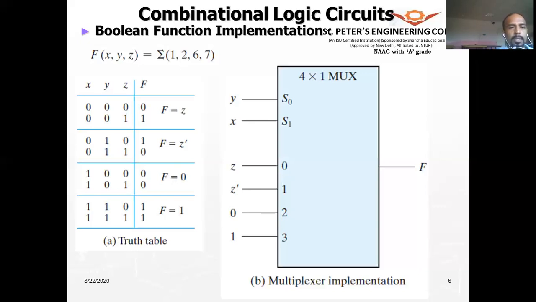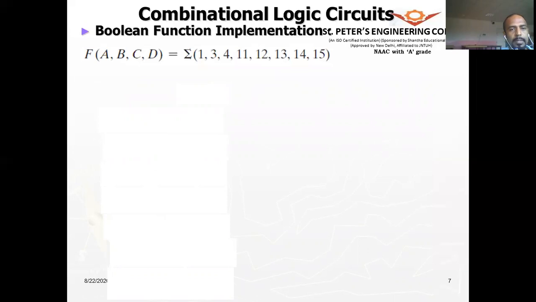Now let us look at another example, another Boolean function realization. In this case, we have 4 inputs. So we have f as a function of 4 variables a, b, c, and d. And the output is high for the minterms M1, M3, M4, M11, M12, 13, 14, and 15.